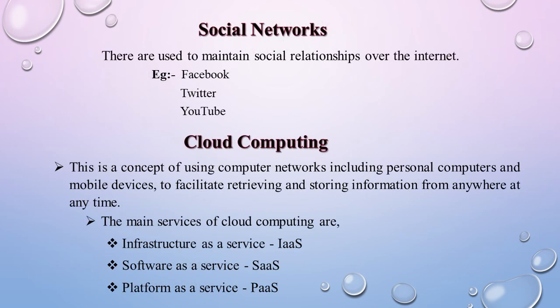Social networks. They are used to maintain social relationships over the Internet. Examples of social networks: Facebook, Twitter, YouTube. Cloud computing. This is a concept of using computer networks, including personal computers and mobile devices, to facilitate retrieving and storing information from anywhere at any time. The main services of cloud computing: Infrastructure as a Service, IaaS, Software as a Service, SaaS, Platform as a Service, PaaS.